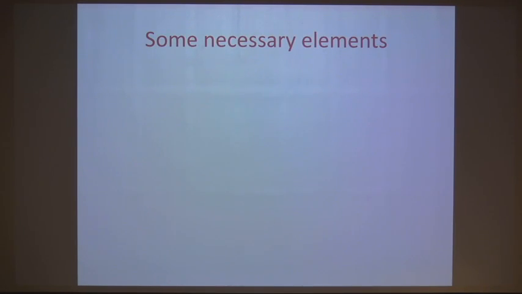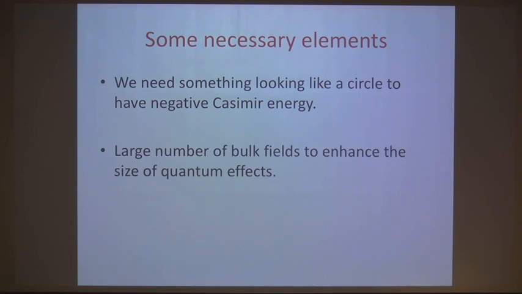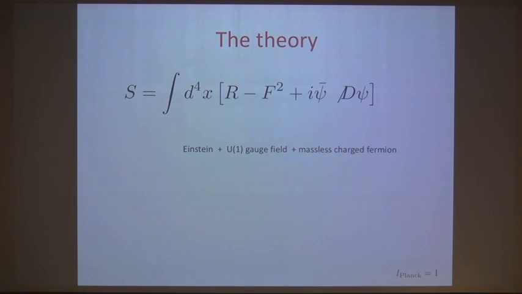Now, the necessary elements for constructing the solution we are going to discuss are: we need something looking like a circle to have a negative Casimir energy, and we will need a large number of bulk fields to enhance the size of quantum effects. We'll show how to assemble these elements in a few steps and in a very simple theory. The theory we are going to discuss contains gravity, so Einstein gravity, and then a U(1) gauge field, and a massless fermion that is charged under the U(1) gauge field. Those are the necessary ingredients. At this level, we need only one fermion or a small number of fermions.